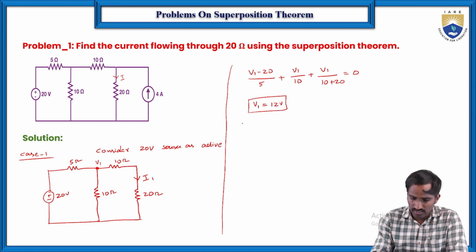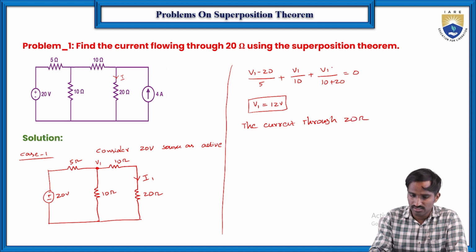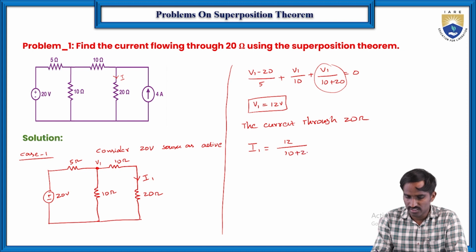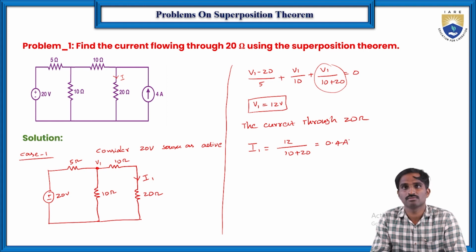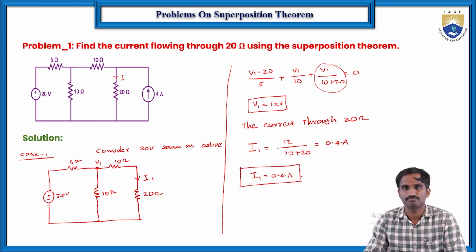Then the current through this 20 ohms resistor is the I dash, or I1, that we have considered. So I1 is equal to V1 by (10 plus 20), that is 12 by 30, which is equal to 0.4 amperes. So I1 is equal to 0.4 amperes in case 1.